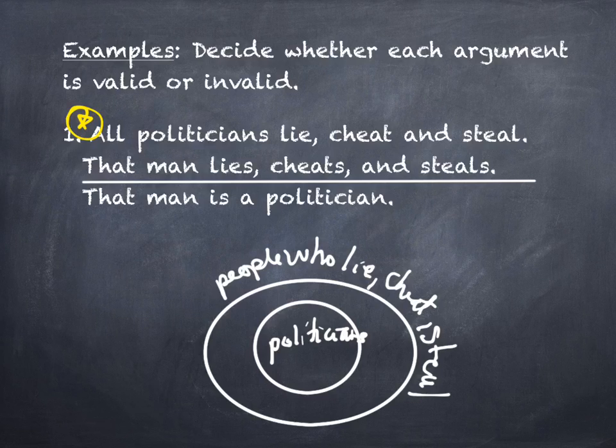Then I've got another sentence. So the first sentence created the Euler diagram. The second sentence is going to determine whether or not the argument's valid or invalid. It says, that man lies, cheats, and steals. So what we're going to do is let that man be the letter X, or whatever you'd like. Okay, give it a name. We could have given him a name, Joe. Joe lies, cheats, and steals. We could call X equals Joe. All right, whatever you give it, though, this is the letter X.